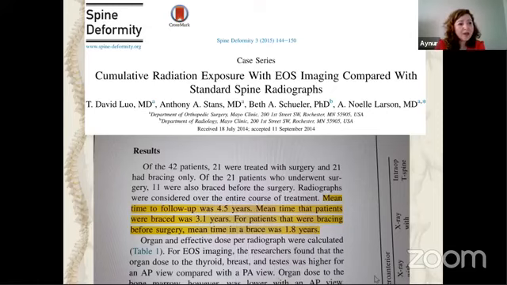The mean time that patients were braced is 3.1 years. And also, for patients that were bracing before surgery, the mean time in a brace is 1.8 years. You can see that it's a long time for the patient, and also for the physiatrist, physiotherapist, or orthotists.